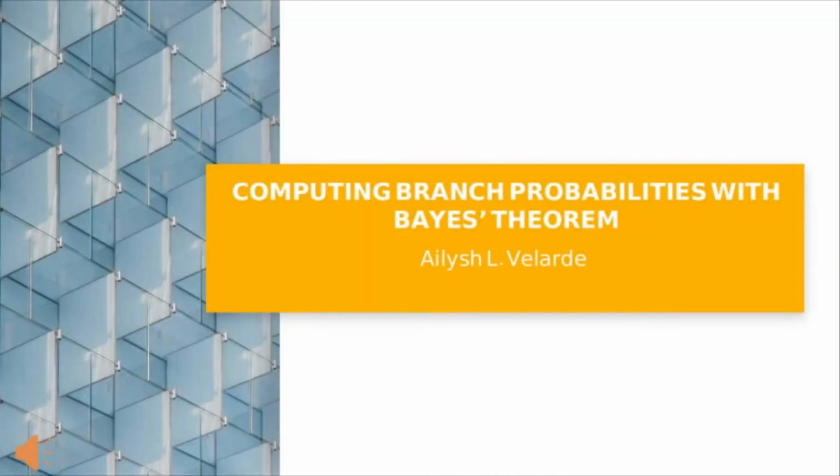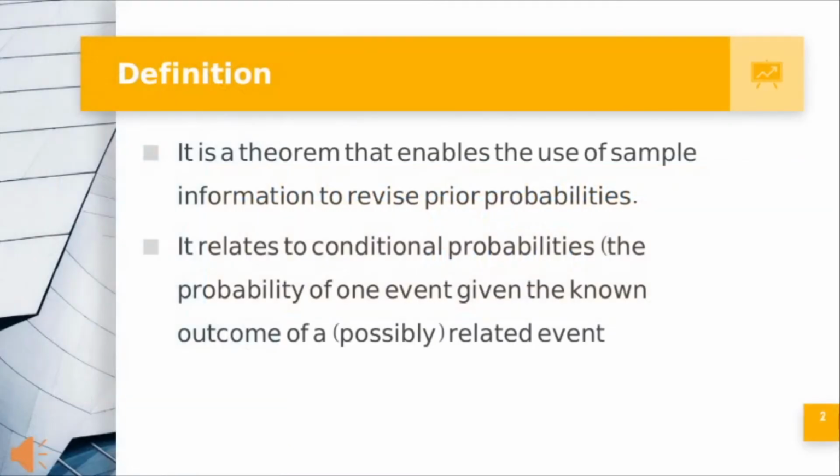Next, we'll move on to computing branch probabilities with Bayes' theorem. What is Bayes' theorem? It is a theorem that enables the use of sample information to revise prior probabilities. It also relates to conditional probabilities, the probability of one event given the known outcome of a possibly related event.